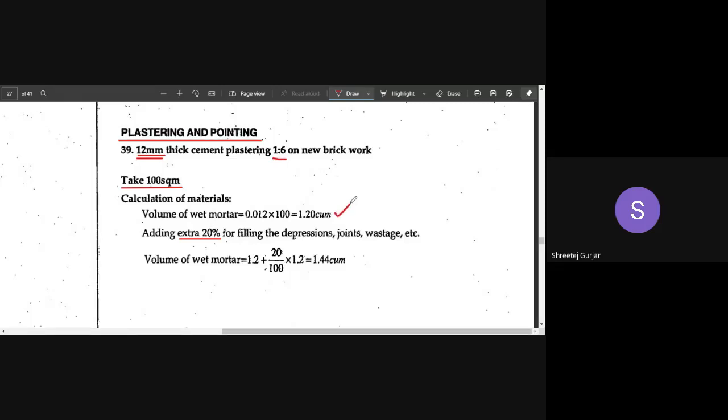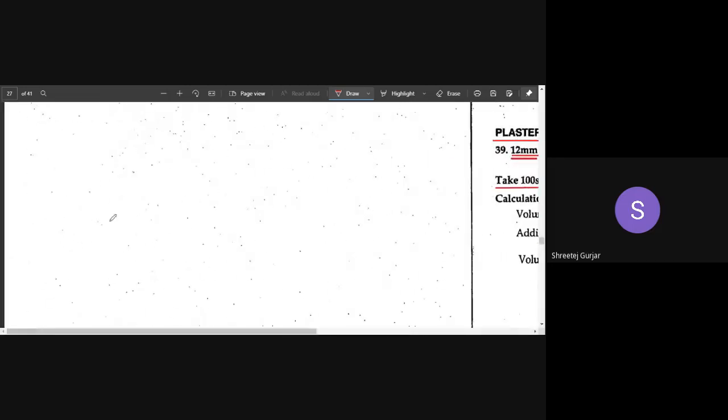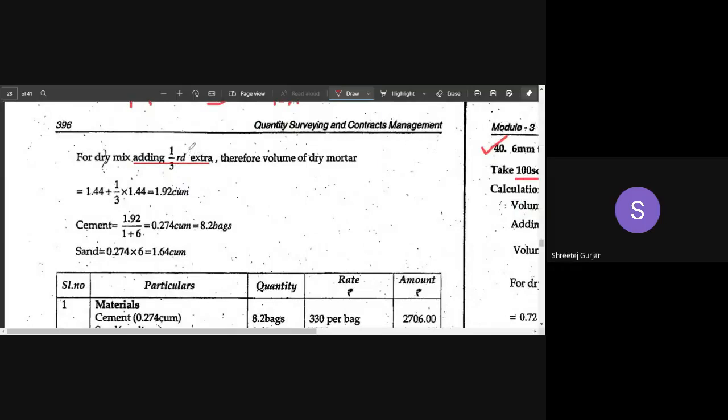Volume of wet mortar. Then adding 20% extra for the unevenness of the surface. Then after that, what you have to do? You have to add 1/3 extra for the volume of dry mortar. To get the volume of dry mortar, you have to increase it by 1/3.